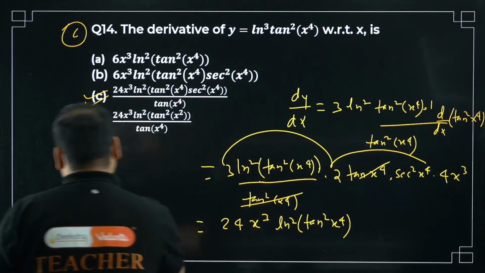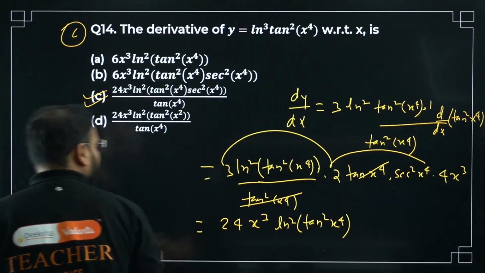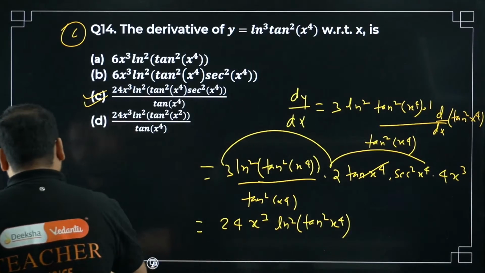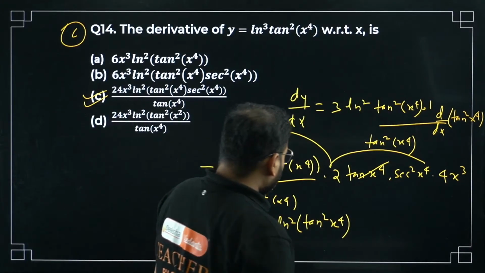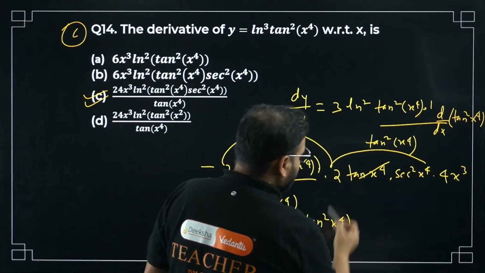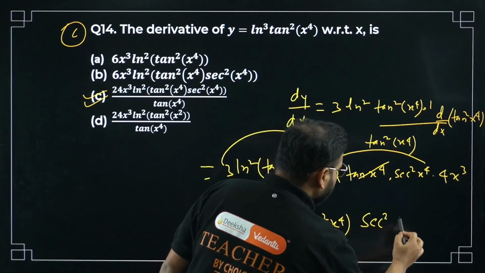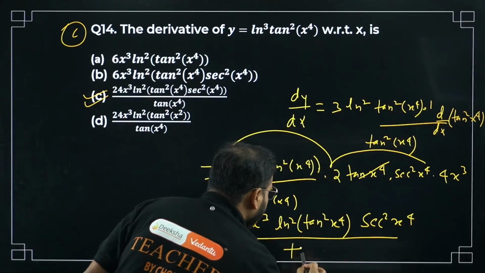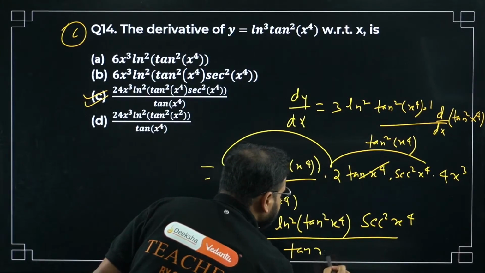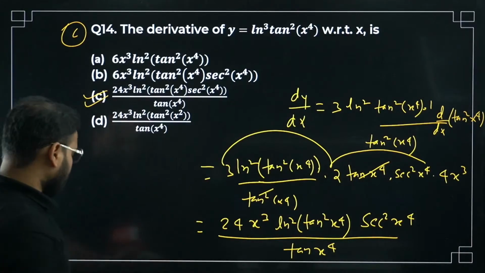Oh, one second, I've made a mistake. Not the whole thing, right? You have a square term over here. You have a square term over here. Only one of the tan will be cancelled. What else do we have? We have taken all the constants outside. It's going to be sec square x power 4. X cube I've taken already over here. Divided by tan x power 4. So giving me option number C.